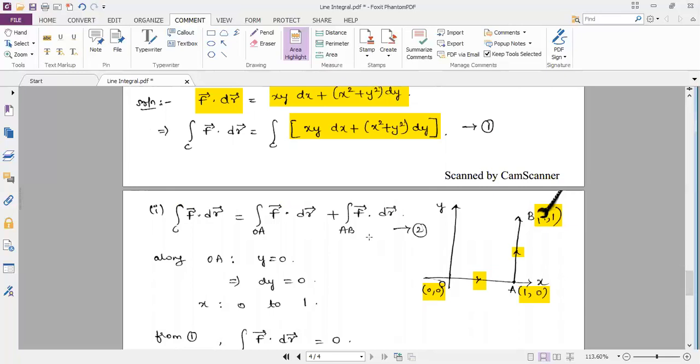This is nothing but evaluating the integral over the curve C as two different integrals. It is the integral over OA, where OA is one of the straight lines from the figure, and the integral over AB, where AB is another straight line. So we'll evaluate both these integrals and combine the answers to obtain the integral over C of F dot dr. Let us call this equation 2.